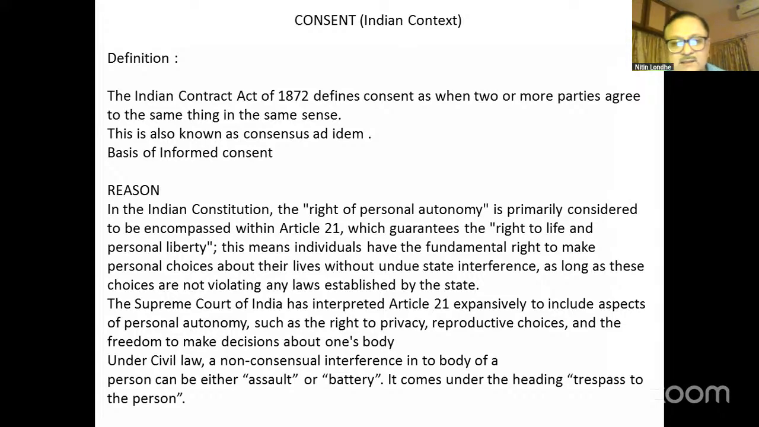And then the Supreme Court of India interpreted this Article 21, the right of personal autonomy, as the right to privacy, reproductive choices, and the freedom to make the decision about one's body. Therefore, under the civil law, a non-consensual interference into the body of a person can either mean assault or battery, and this comes under the heading of trespass of the person, which is punishable by law.